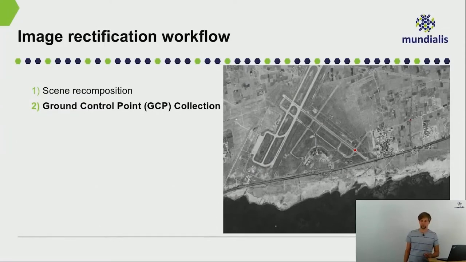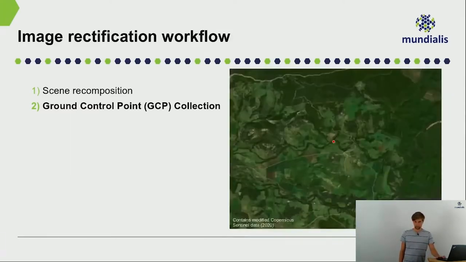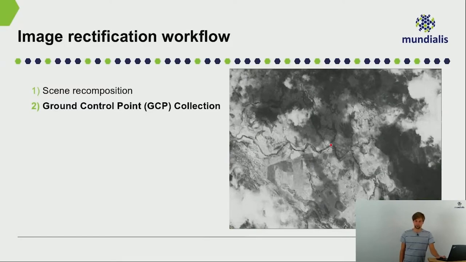However, this is not always possible, and sometimes there is no infrastructure in your scene, and then you would need to go for natural features, such as, for example, river confluences, as in this example, or characteristic rock formations, for example. But again, you would need to really have a close look to find this specific point in both data sources, here in the respective Corona scene.